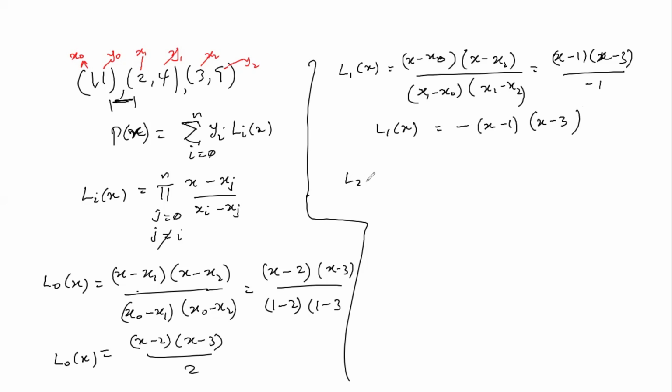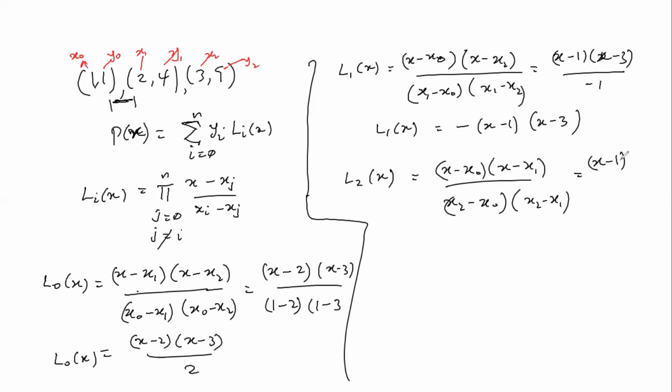And this also, L1 of x, will be the same as minus x minus 1, x minus 3. And in the same vein, L sub 2 of x will be the same as x minus x naught and x minus x1, since j cannot be the same as 2. So over x2 minus x naught over x2 minus x1. And this will give us x minus 1, x minus 2 over 3 minus 1, 3 minus 2. This will be the same as x minus 1, x minus 2 divided by 2.